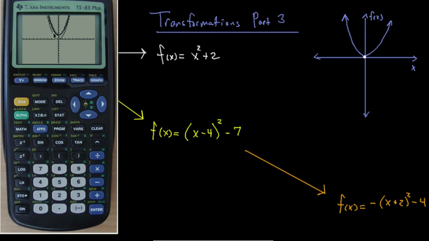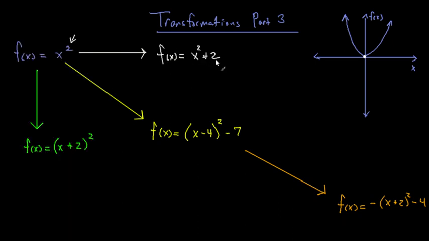So what was the transformation that took place? Well, as you can see, the base function is down here, and the new one shifted up 2. And so that would mean that this plus 2 causes it to shift up by 2. Let's go over here to the green one.